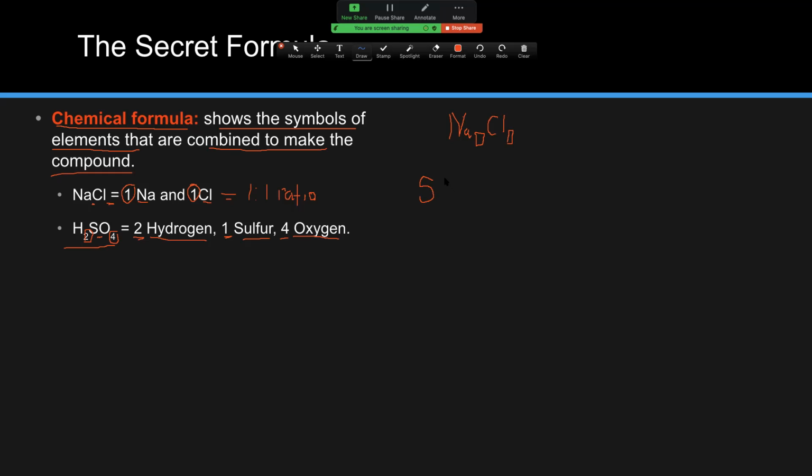SO, I just wrote SO. All right, because they're both capitalized, that is sulfur, and that one's oxygen. Now, a lot of times this one will come up, CO. This is carbon, and this one's oxygen. Together, it's carbon monoxide.